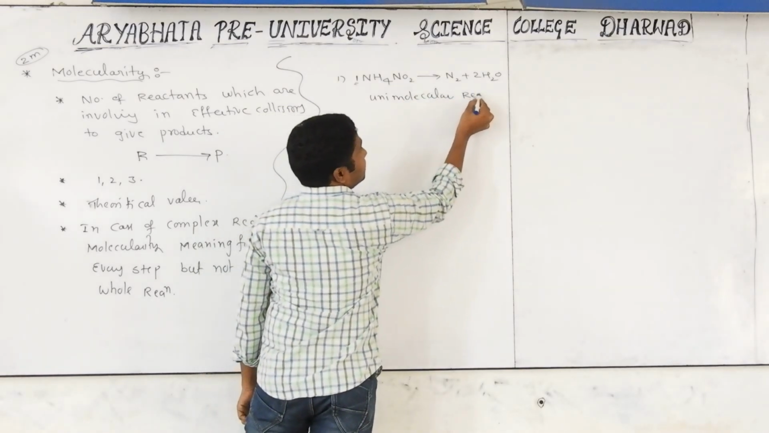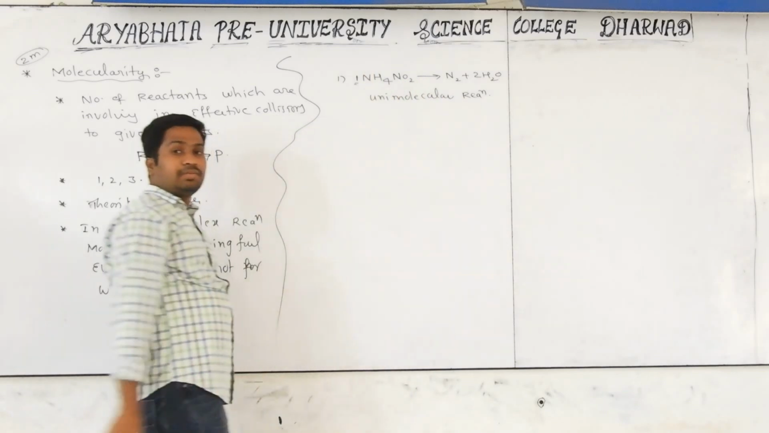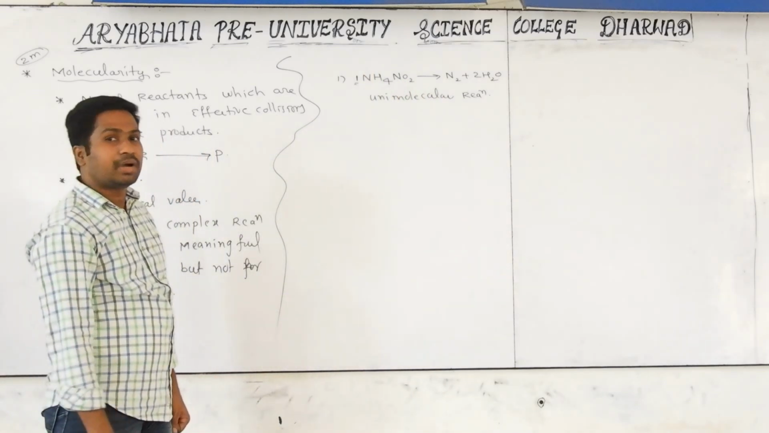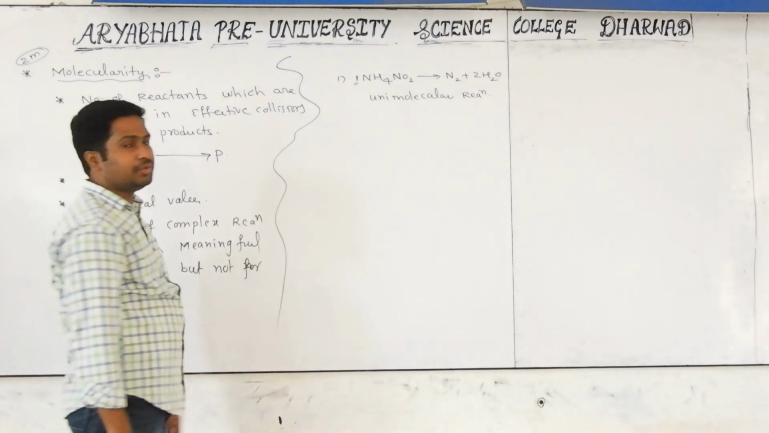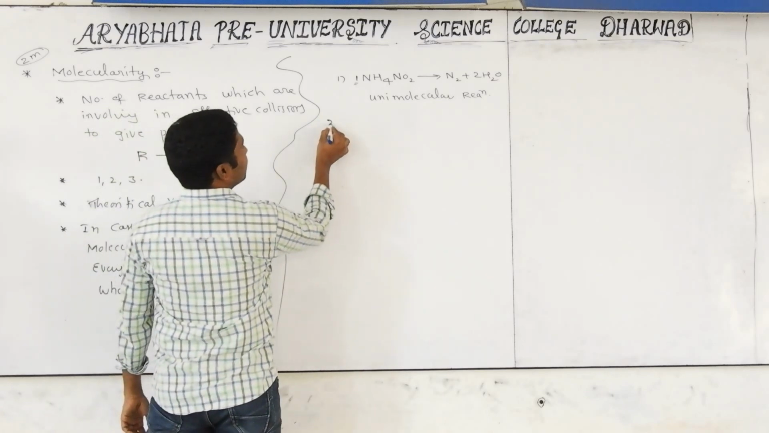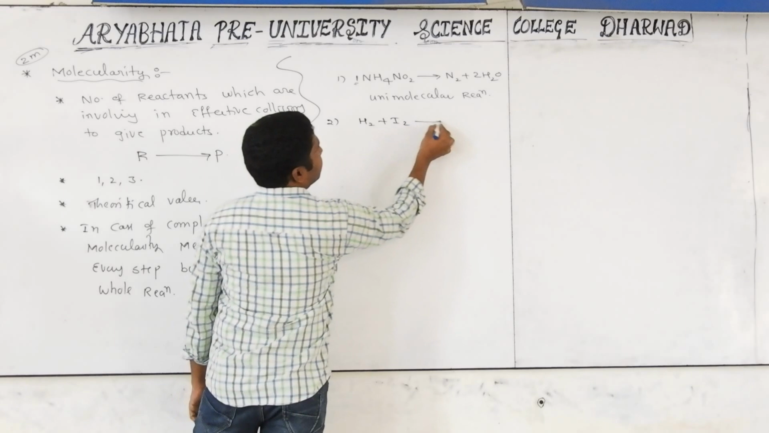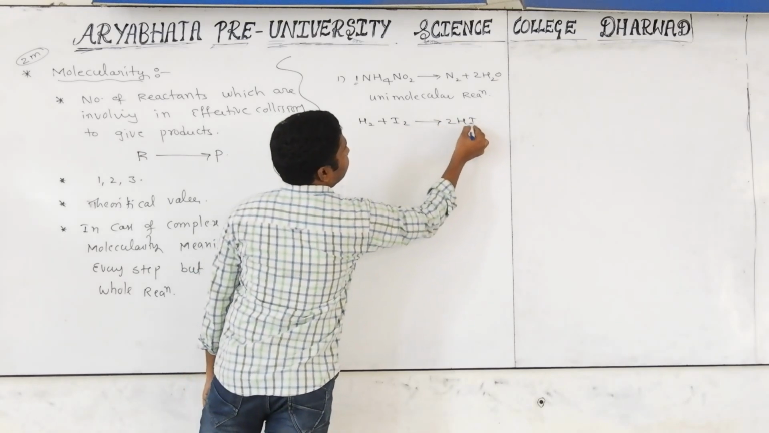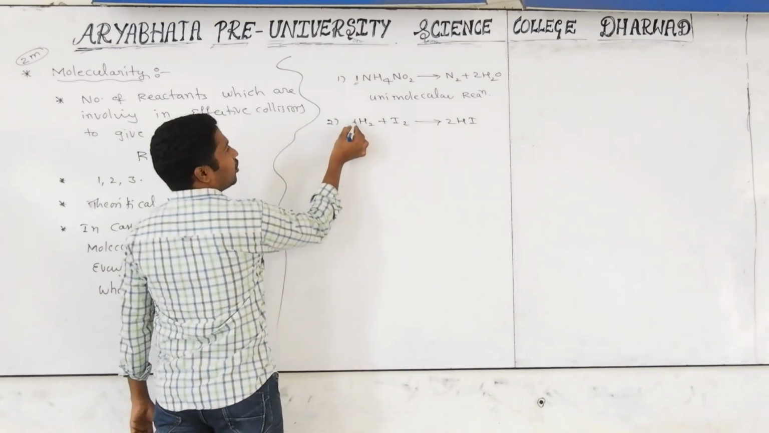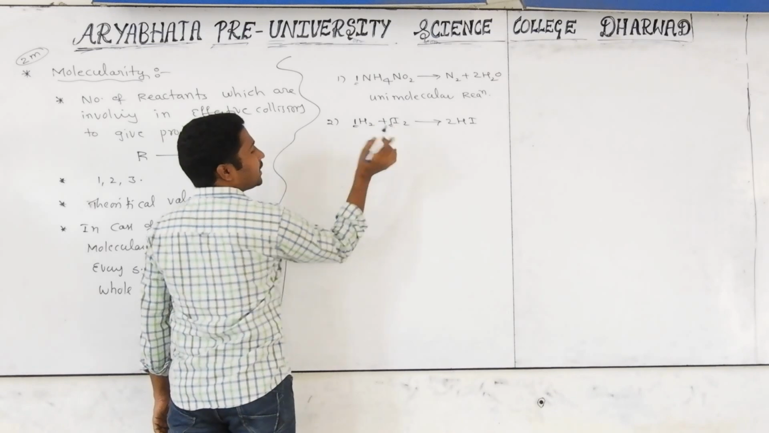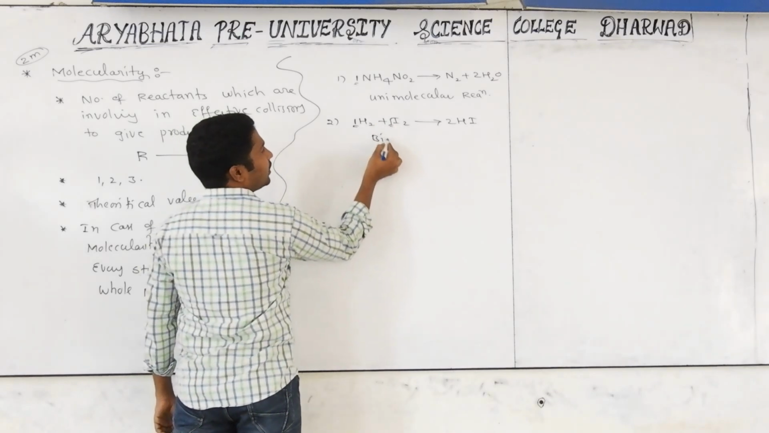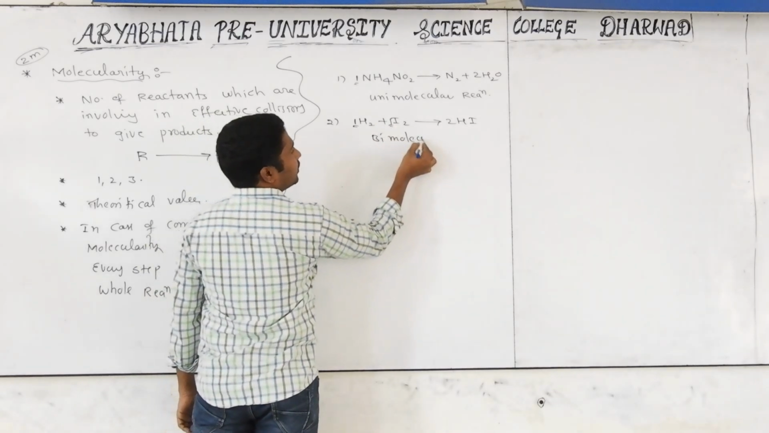Unimolecular reaction. We use this concept in SN1 and SN2 mechanisms. SN2 is bimolecular and SN1 is unimolecular. If you see one more example, H2 plus I2 gives rise to 2HI. In this chemical reaction, how many reacting molecules are involved? 2 molecules, that's why it is called a bimolecular reaction.